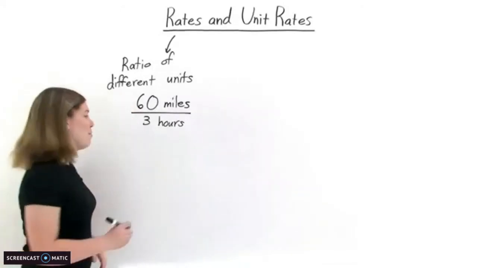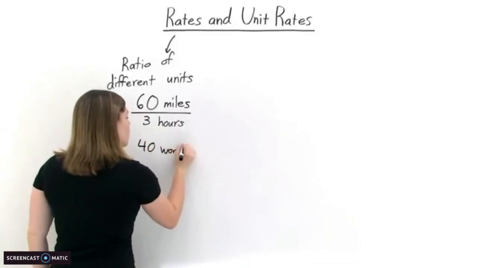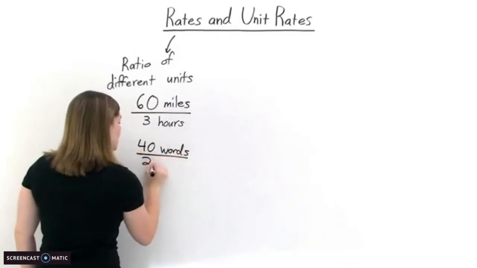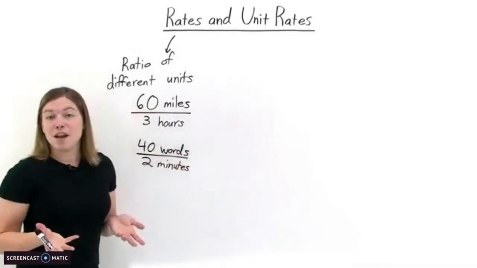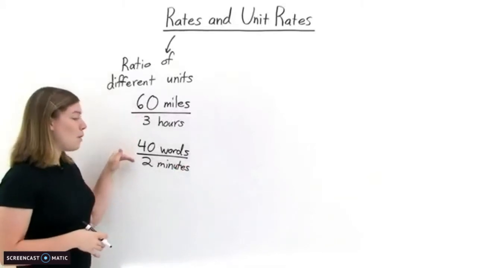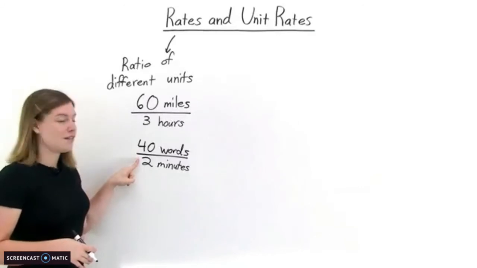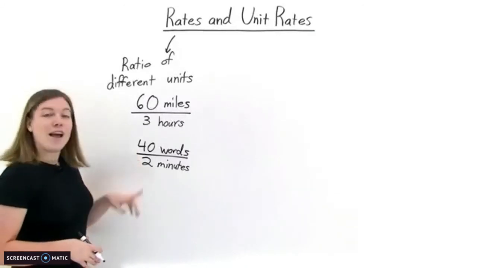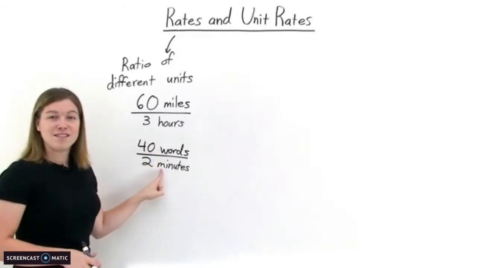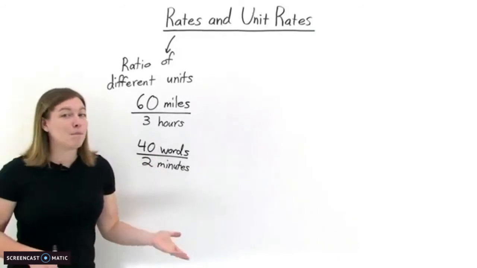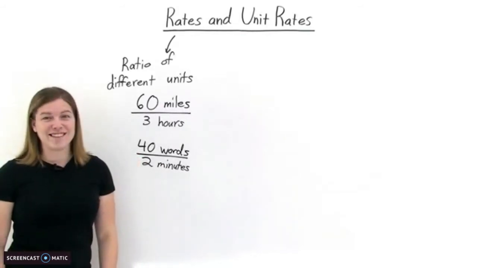Now let's look at another example. Let's say we have 40 words per 2 minutes. This you can think of like typing speed. You can type 40 words per 2 minutes. Here again, we have a ratio of two quantities, 40 and 2, and each of those quantities has different units, words and minutes. So remember, a rate is simply a ratio of quantities that have two different units.